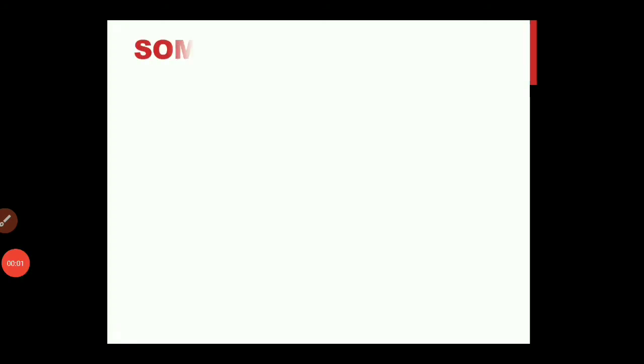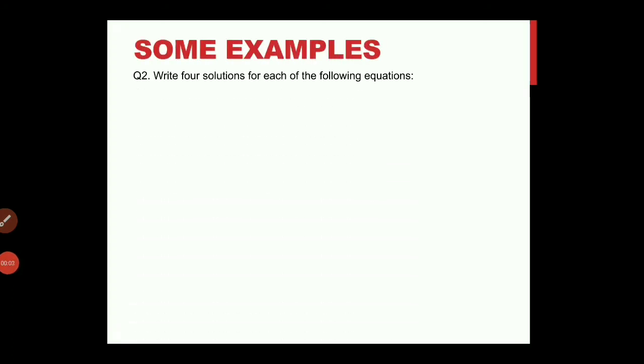Let's understand this through some examples. Write 4 solutions for each of the following equations. Our first question is pi x plus y is equal to 9. Here we will substitute different values for x and then solve it to get the values of y.